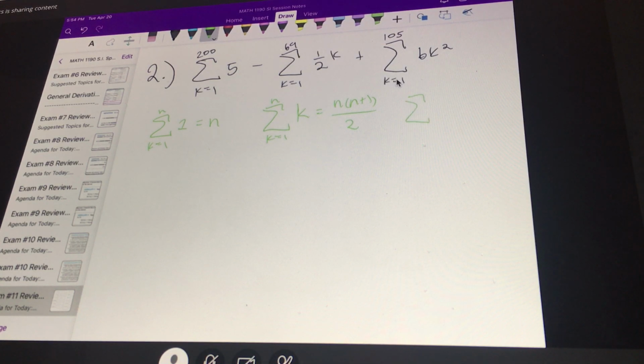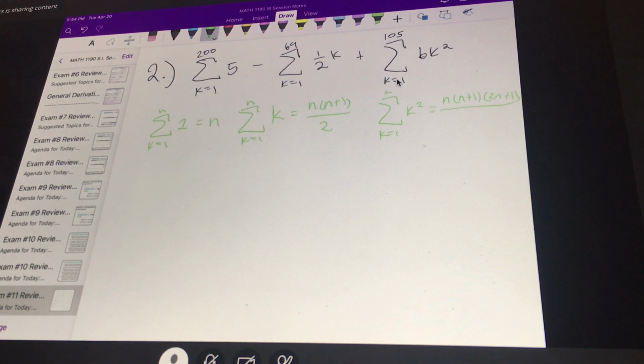And then the sum of k squared. Move this over a little bit. The sum of k squared is equal to n times n plus 1 times 2n plus 1 over 6. All right.